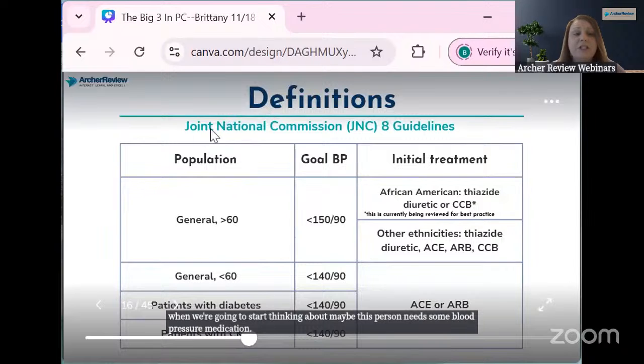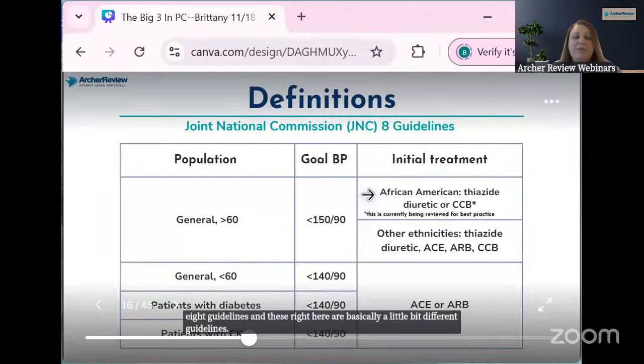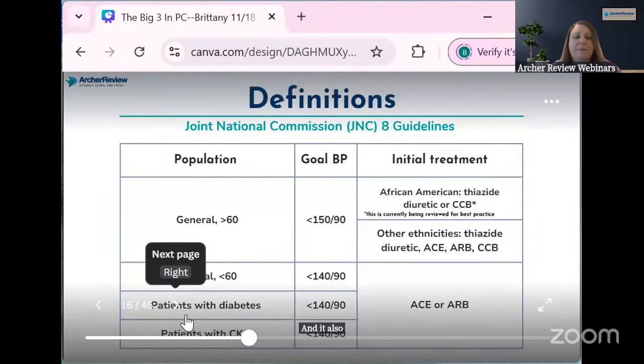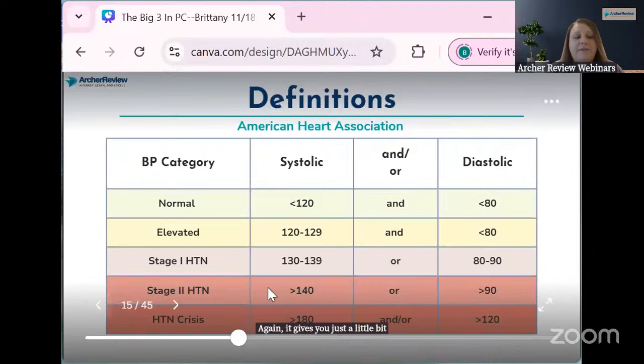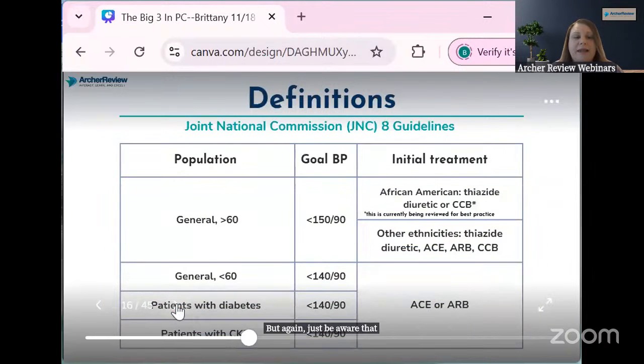Also, just briefly going to mention the Joint National Committee has JNC 8 guidelines, and these right here are basically a little bit different guidelines. It has even an indication for African Americans, and it also has an indication for people over 60 years old, CKD, and diabetes. So again, it gives you just a little bit different guidelines, but we are definitely all kind of moving towards the American Heart Association in practice. But again, just be aware that there's more than one blood pressure guideline out there.